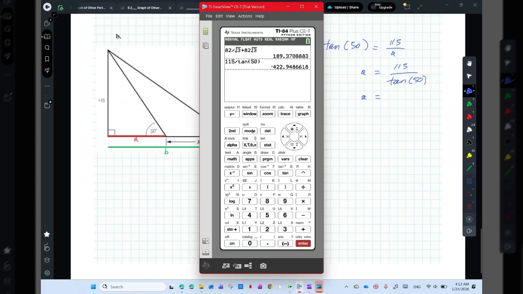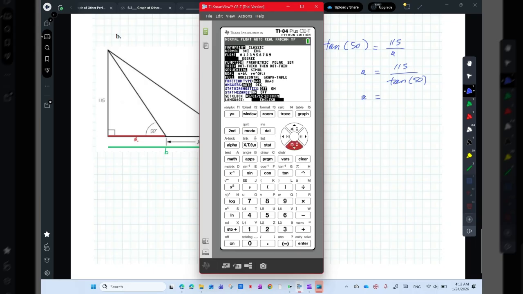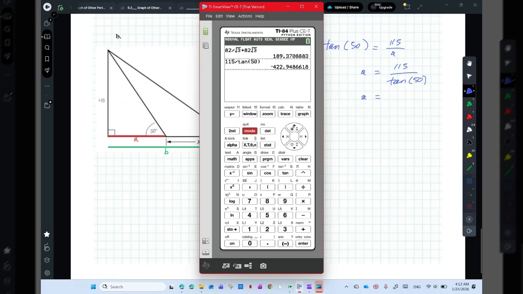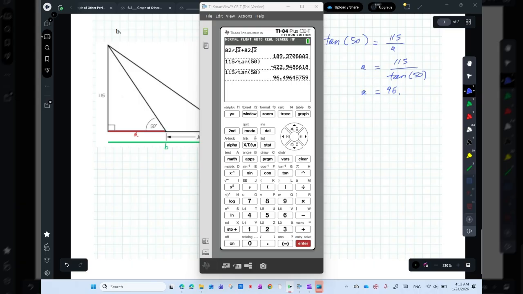Why? Because here angles are given to me in degrees. So I'm going to go to the mode. I'm going to select degree. And once I'm in degree mode, I will have the right answer, 96.5.